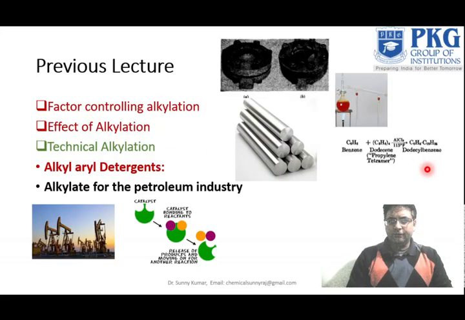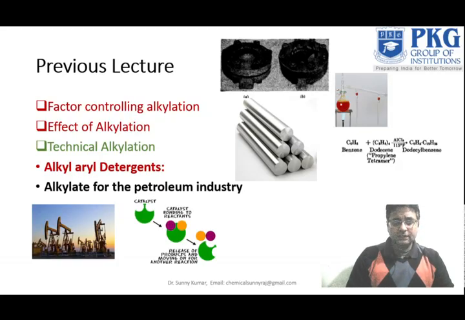where we prepared the detergent dodecyl benzene. Dodecene, or propylene tetramer, is your reactant, and benzene is your other reactant. These two components at 115 degrees Fahrenheit in the presence of aluminum chloride give us this dodecyl benzene. We synthesized this in the last lecture, and we also saw the alkylate for the petroleum industries and the uses of different catalysts.